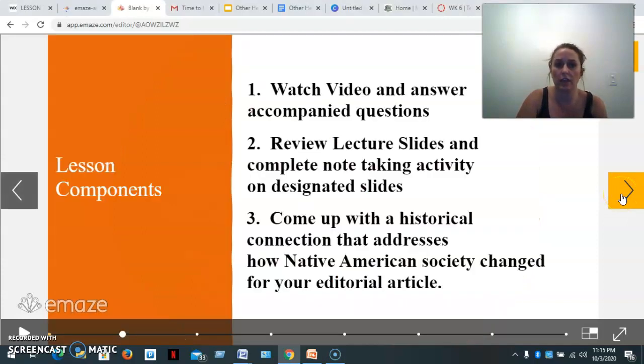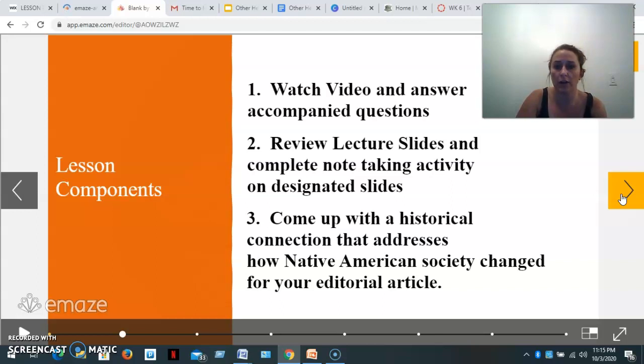This lesson has three different components. First, we're going to watch a short video and answer some accompanying questions. Then the second part of the lesson, we're just going to do a quick review and then some other lecture slides. As you go through the slides, you're going to be prompted to take some notes, click on some links, do a little bit of reading, and just answer a few questions. So just be aware of that as you go through your slides.